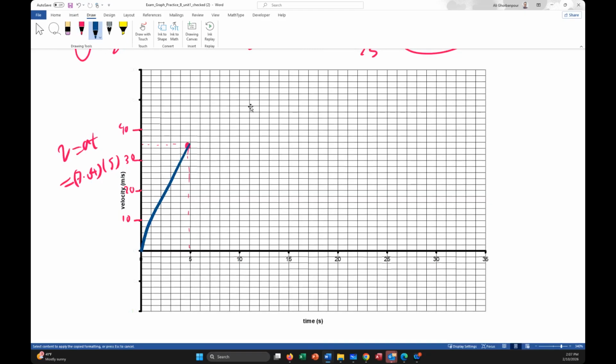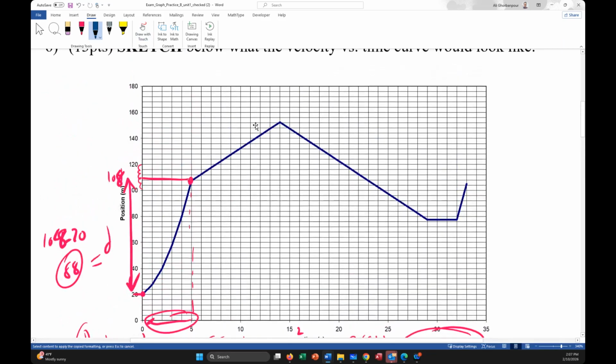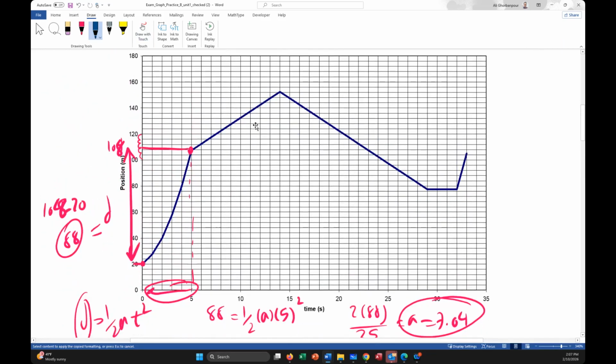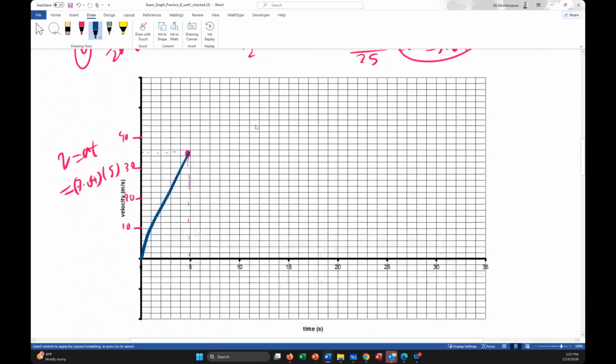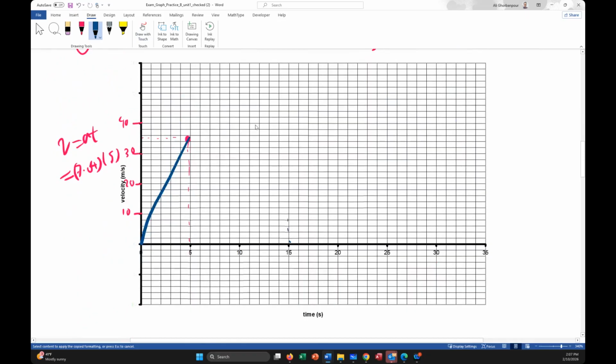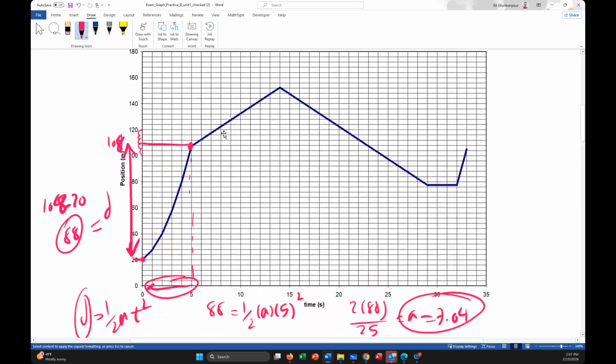And then you still move with the same velocity, constant velocity. For how many seconds? 15. Good.